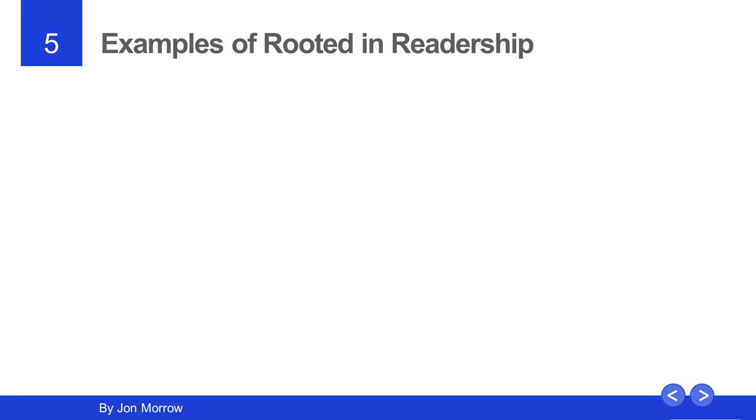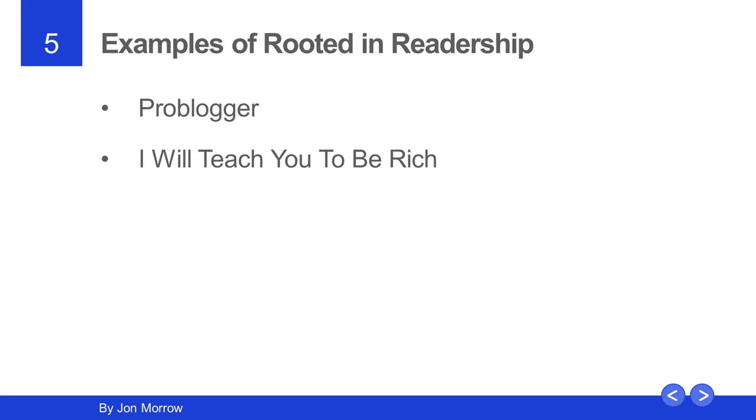So let's go through a few examples of what this looks like. Because you can tell even from the name of the blogs. Okay? Pro blogger. Who is this blog for? People who want to be professional bloggers. It's naming the audience. It's not called Darren Rouse, who started and runs the blog. It's naming the audience. I Will Teach You to Be Rich by Ramit Sethi.